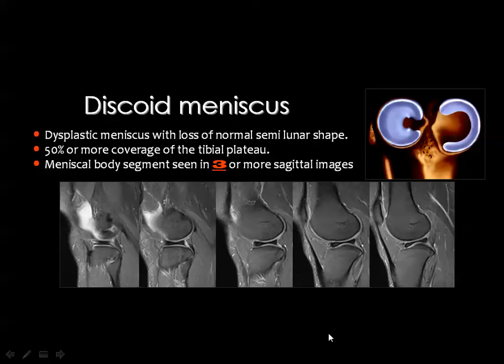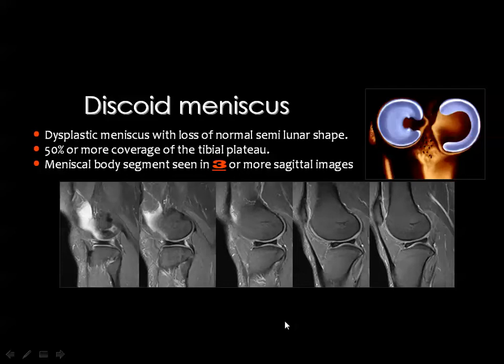medial meniscus. And in these images, you can see the meniscal body in one section after another. Then you see 5 sagittal sections containing the meniscal body, meaning that it is enlarged, and this is discoid meniscus.